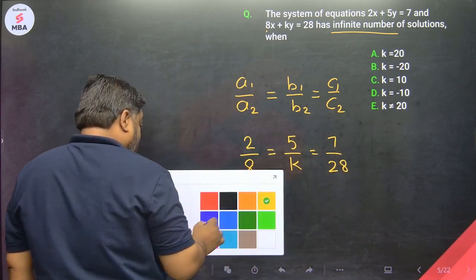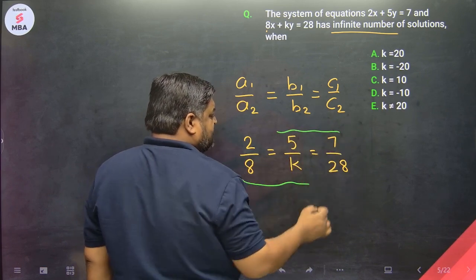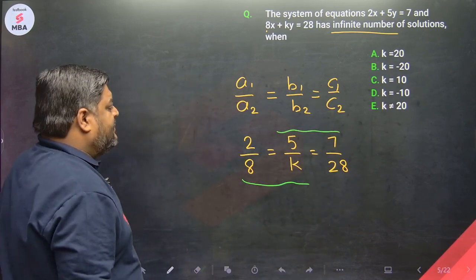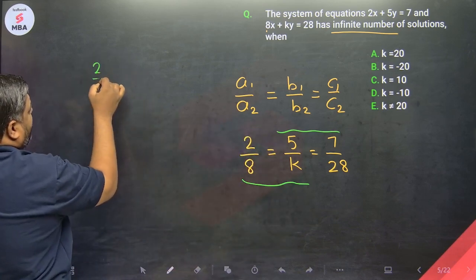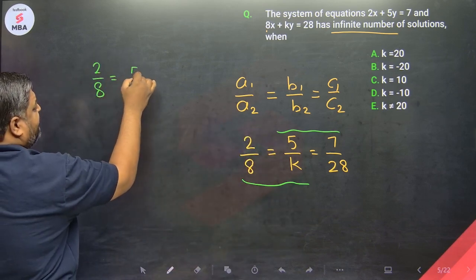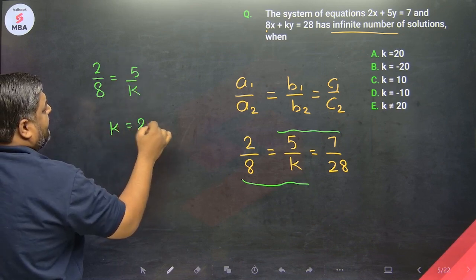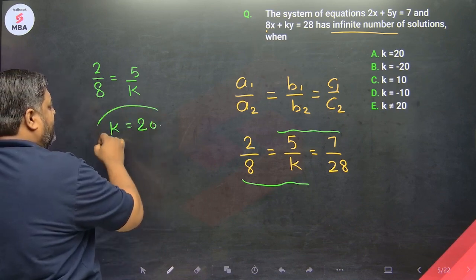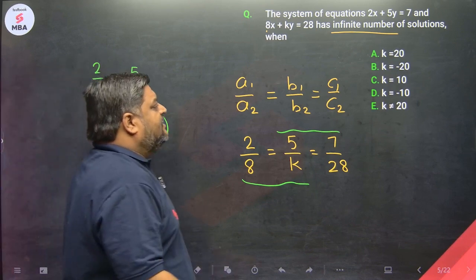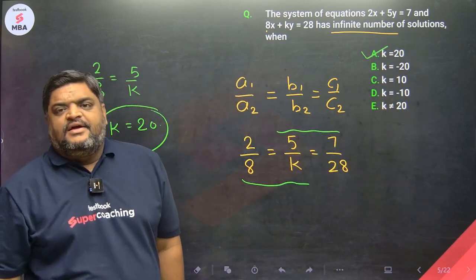Now, you can take any one, either this one or this one, to find the value of K. Let's take the first one. So 2 by 8 must be equal to 5 by K. K has to be 20. For this system of equations to have infinite solutions, option A was the right answer. Sorted?